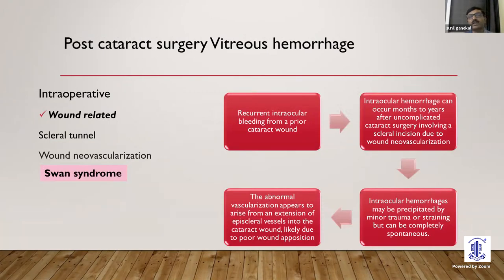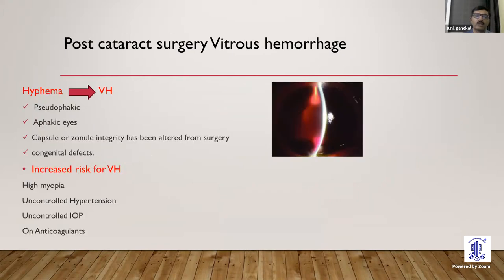So another entity explained for post-cataract surgery vitreous hemorrhages could be wound-related, which you typically see in the era of ECCE and ICCE, where the wound gaping used to be more, unlike the recent clear corneal phacoemulsification. So tunnel-associated bleeds cause recurrent bleeding. There is a syndrome described, known as Swan syndrome, where you see wound neovascularization from the episcleral vessels. These vessels tend to bleed repeatedly and cause a vitreous hemorrhage. So one should keep in mind wound apposition, and the wound neovascularization should be tackled to prevent the vitreous hemorrhage associated with Swan syndrome.